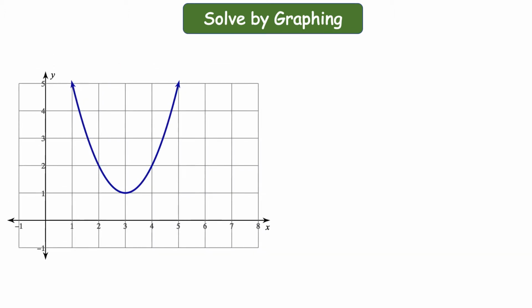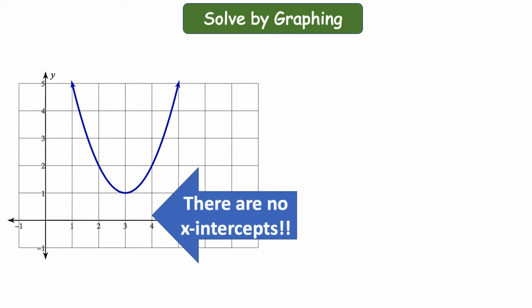Now, what about this last one? What would your solutions be here? Keep in mind, there are no x-intercepts here, and I just told you the x-intercepts are your solutions. So basically, there's no solution. Now, in algebra in general, we're going to say no real solutions, because actually there are some answers. They go into what's called imaginary numbers or complex numbers. You do that in Algebra 2. But for now, we're just going to stick with no real solutions.